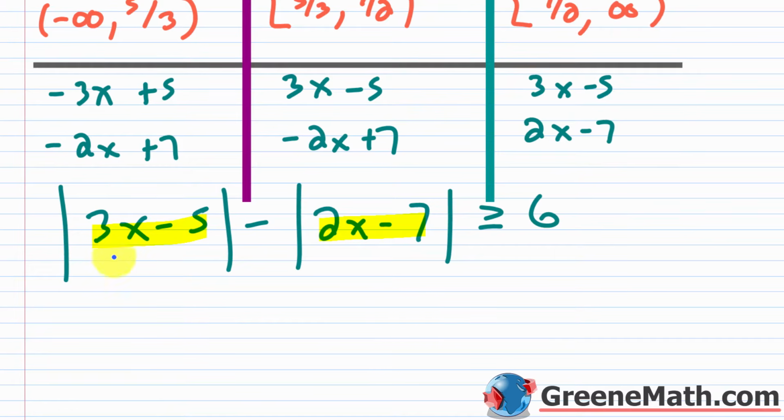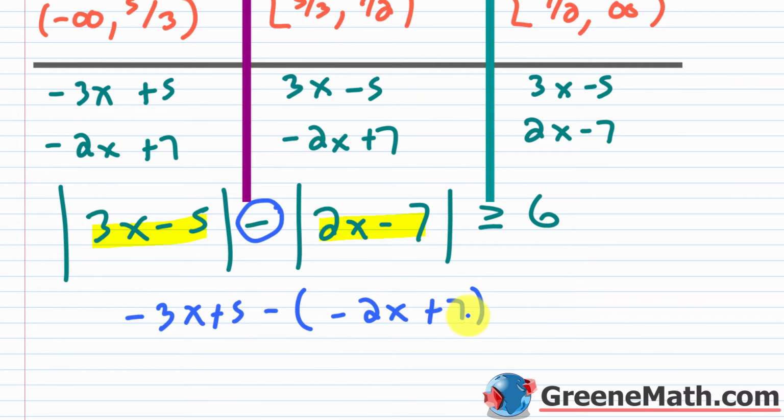All right, let's go ahead and set this up. So in the first interval, we're going to have negative 3x plus 5 in the place of this guy. Then you have this minus here. And this is where you have to be really careful. You have to wrap whatever you're going to put here in parentheses. So I'm going to say minus the quantity negative 2x plus 7, because this whole thing's being subtracted away. Then this is greater than or equal to 6.